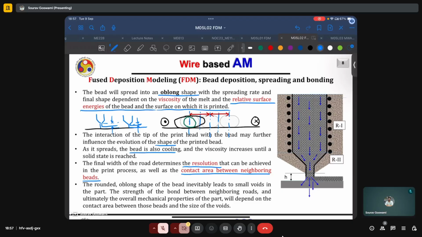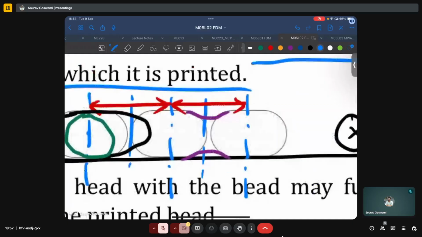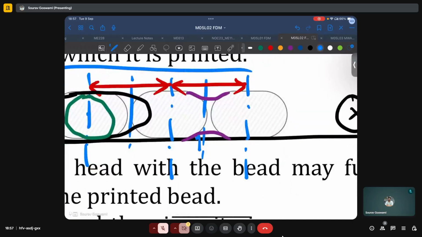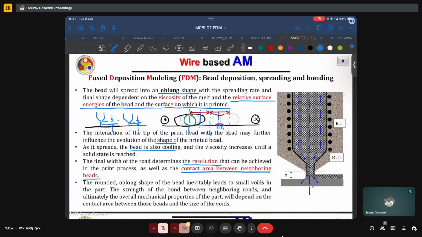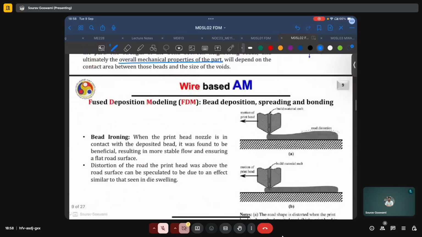The rounded oblong shape of the bead inevitably leads to small voids in the part, because even if we are ensuring that there is sufficient contact, say, because after spreading they form these bridge-like structures, there is still this small region between two successive tracks which is susceptible to voids. The strength of the bond between neighboring roads and ultimately the overall mechanical properties of the part will depend on the contact area between those beads and the size of the voids.